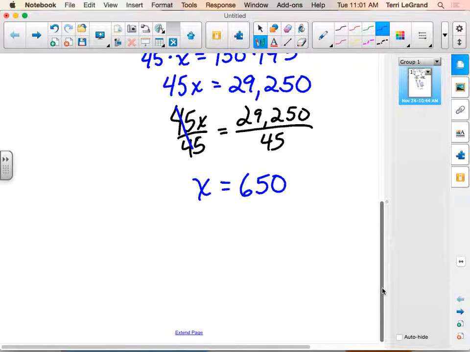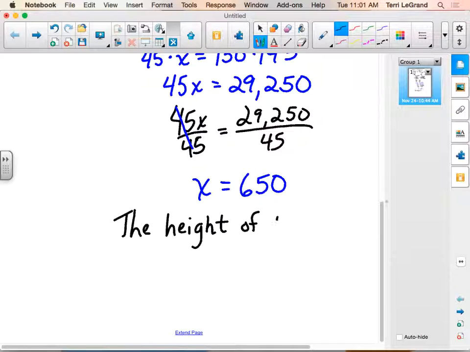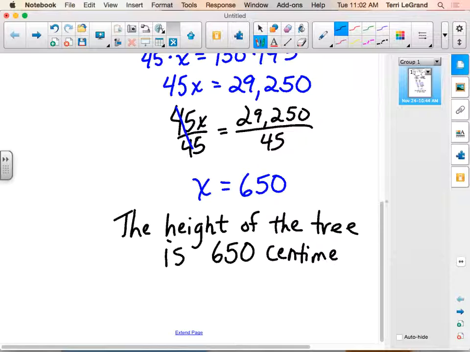What would we do? Okay, Cody. The height of the tree is 650 centimeters tall. Okay, the height of the tree is 650, and I do let you use the number, but everything else we write out, we don't abbreviate. The height of the tree is 650 centimeters.